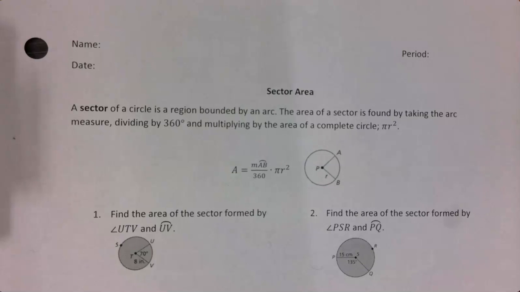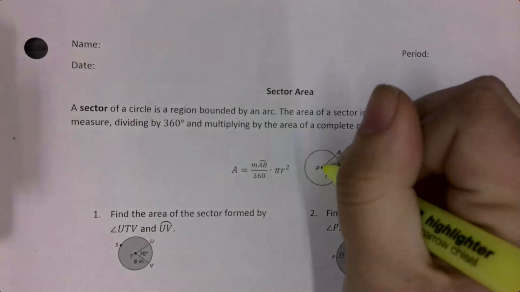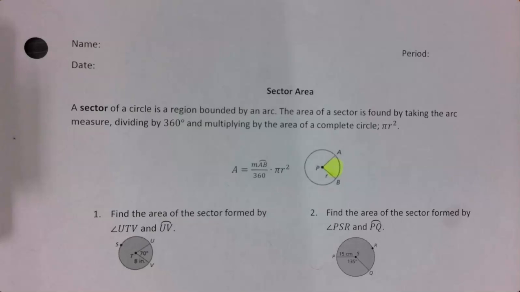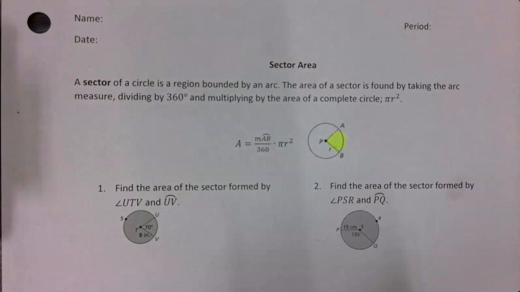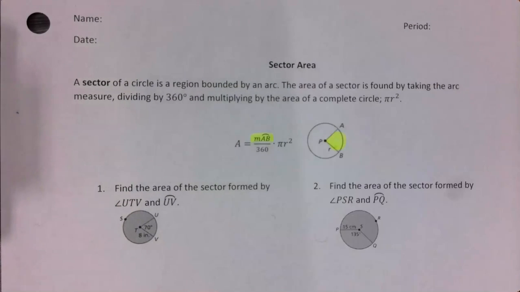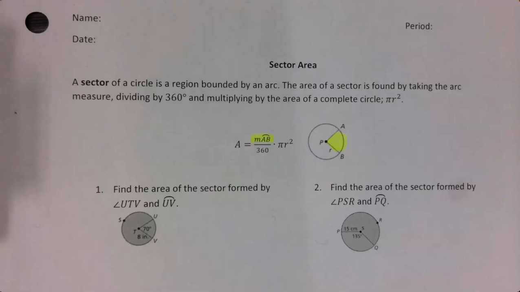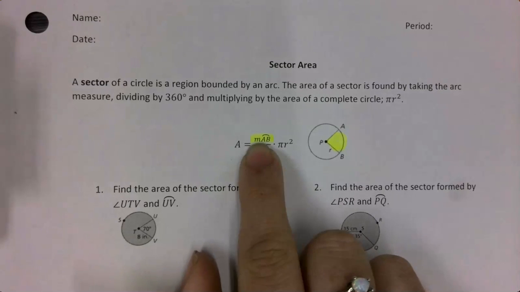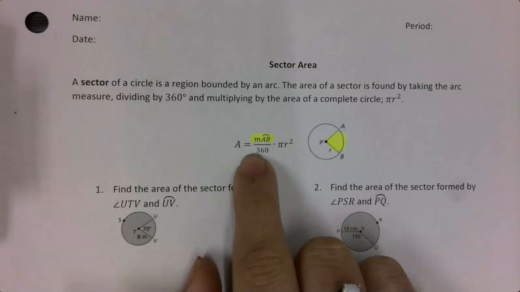Okay, so today we are focusing on sector area. What sector area is, it's just part of a circle. So if I'm looking at this, I just want to find the area of just this piece of the circle. So in the formula for sector, I was saying sector area is just a portion of the circle. So if you notice, pi r squared is the area formula. I take the arc measure and divide by 360, the total number of degrees in a circle.